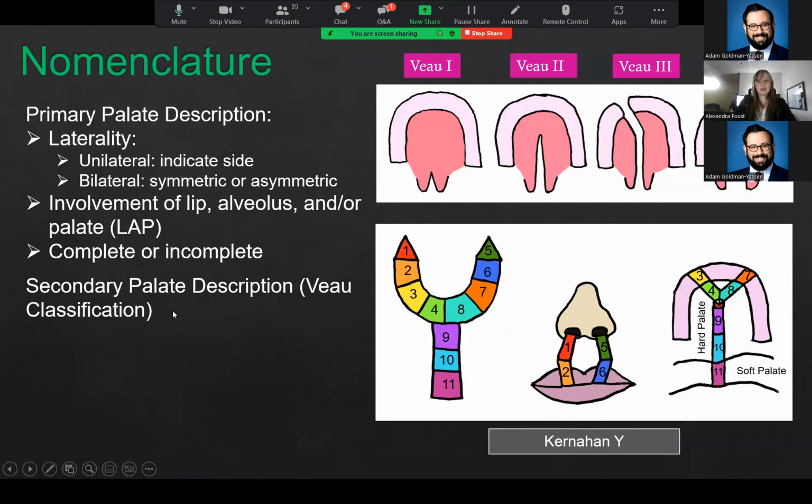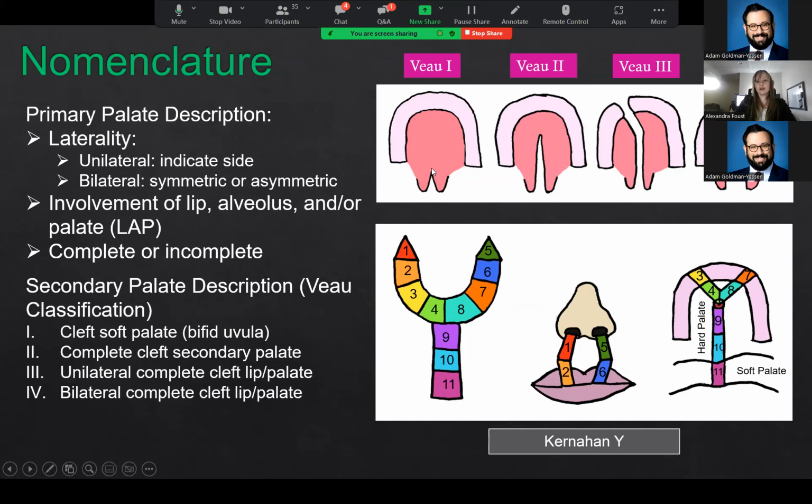And then the secondary palate, which again is going to be everything behind that incisive foramen, can be described using this Vaux classification. And so you'll see that a Vaux 1 is the mildest form of a secondary cleft palate, and it just involves basically clefting of the uvula. When you have a complete cleft of the secondary palate, you'll then go into the range of a Vaux 2, so it can go all the way up to that incisive foramen.